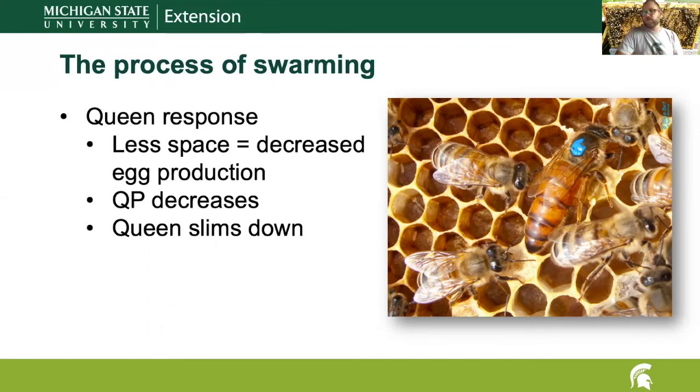So that's something to really keep in mind. We're talking about space limitations. Again, the way I like to reference it is it's a competition for space. It is a competition for space. You've got to give them enough space to store resources so that you don't have the queen and workers competing for storage space.